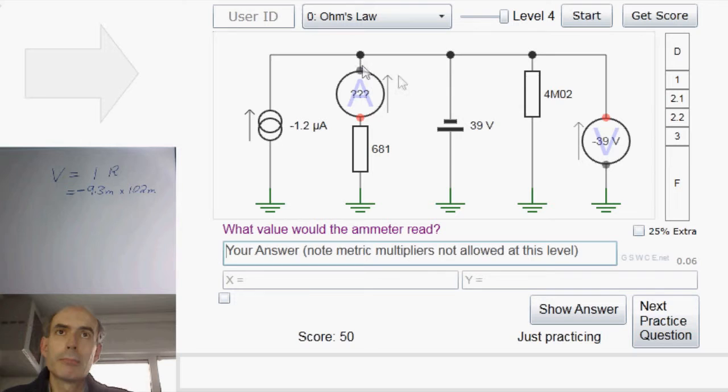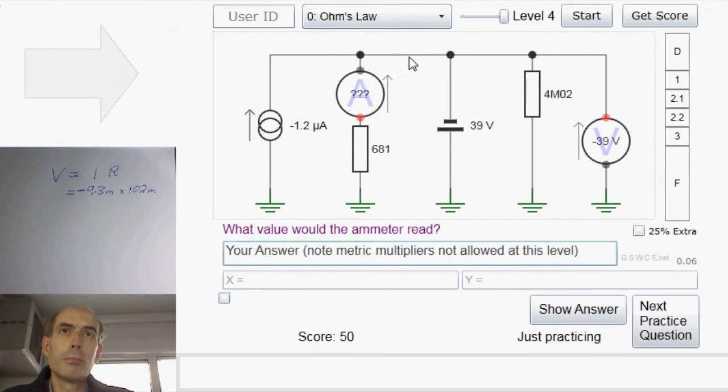We know that this point here is 39 volts below ground. Below, because this voltage source has its positive side connected to ground and its negative side pointing up here. It's a 39 volt voltage source, which means this point here must be 39 volts below ground. This point here is minus 39 volts.